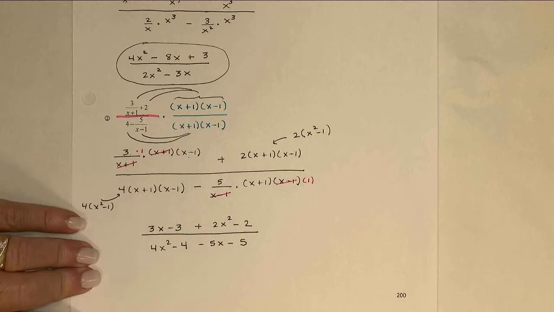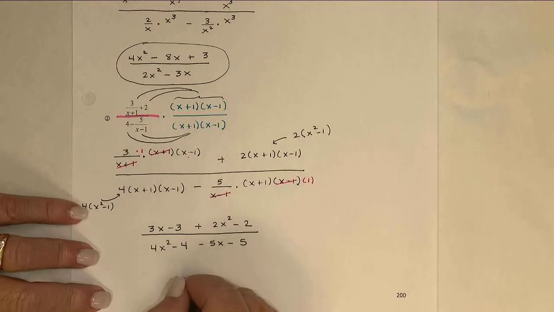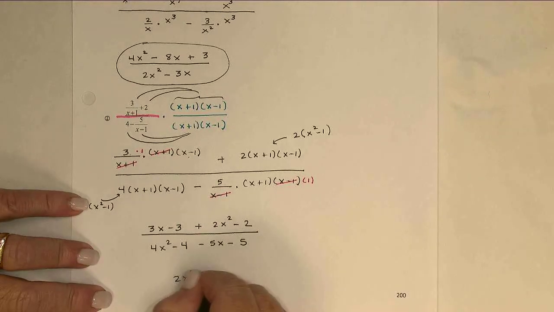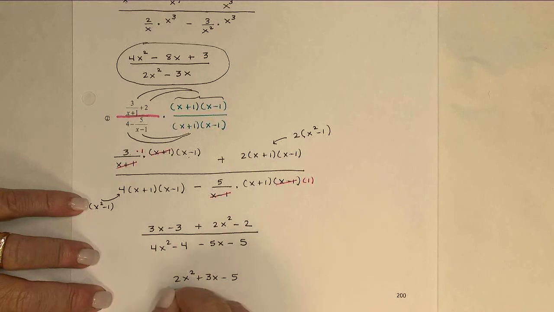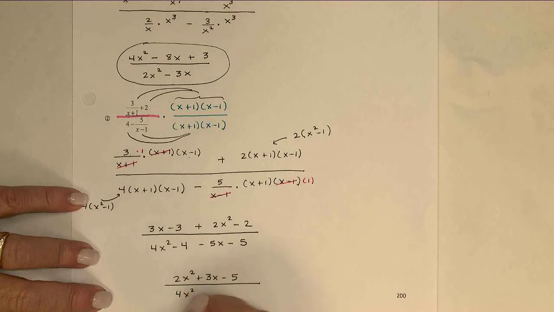Last up, combine some like terms top and bottom. I'm going to have a 2x squared plus 3x minus 5 on top. And then a 4x squared minus 5x minus 9 on the bottom.